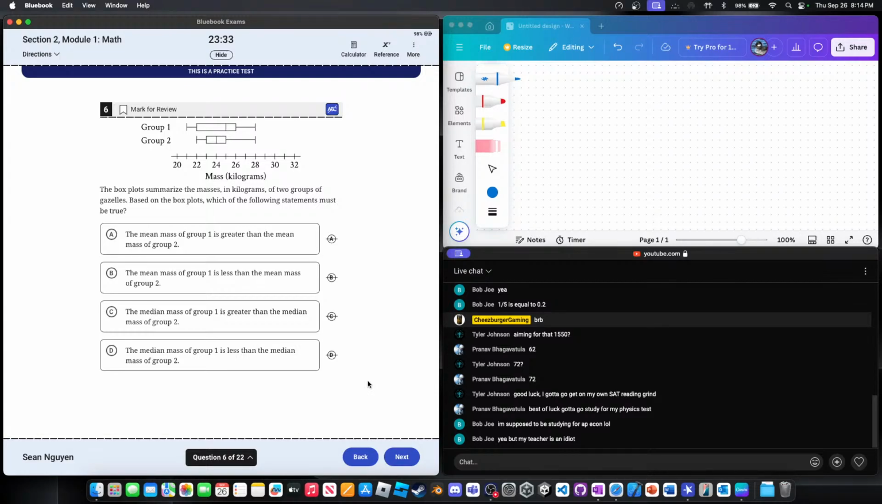Okay, anyways. So two groups of gazelles, based on the box plots, which of the following statements must be true? Hold on, guys. I've never gone through line graphs before. I think it's been ages. If you guys can help me out here. The mean mass. Is this like statistics or what?